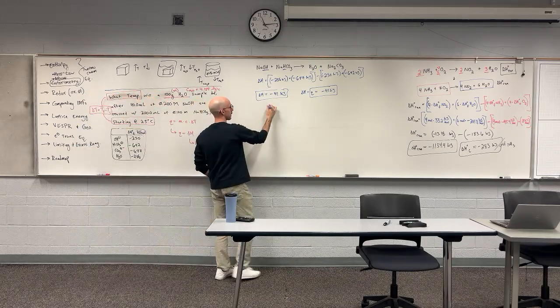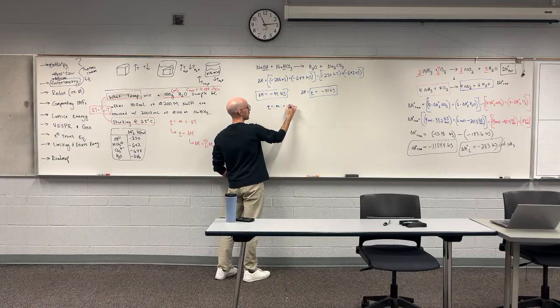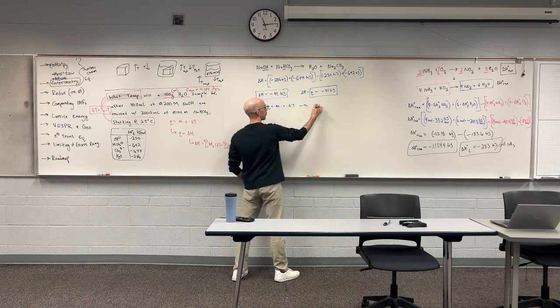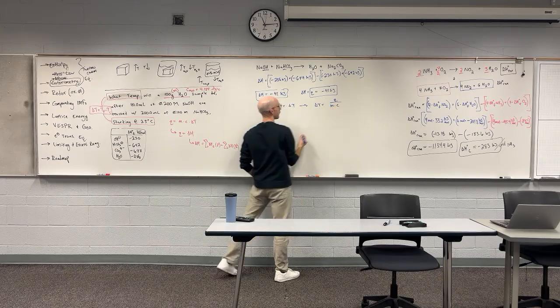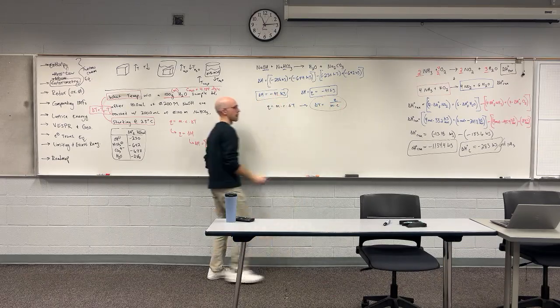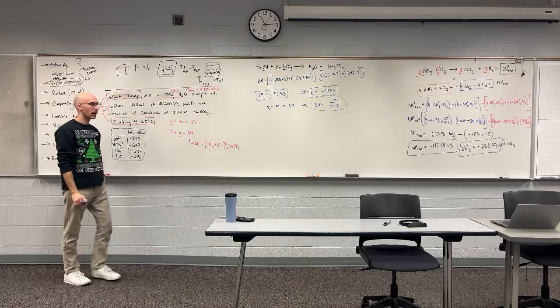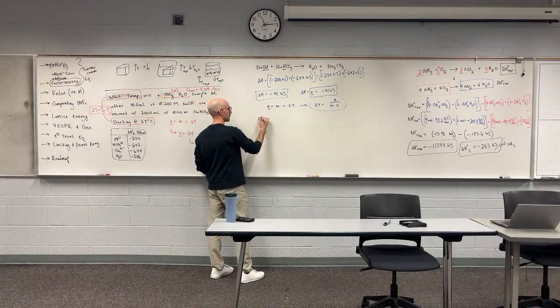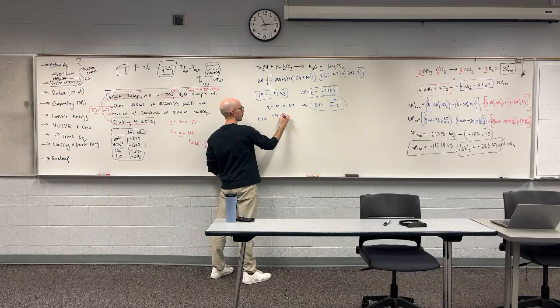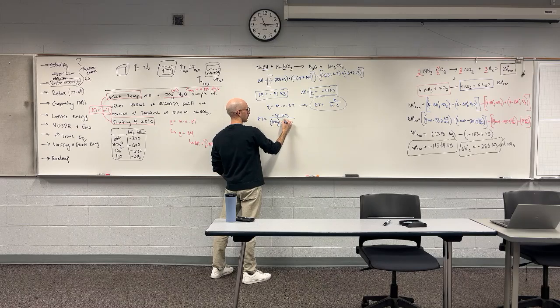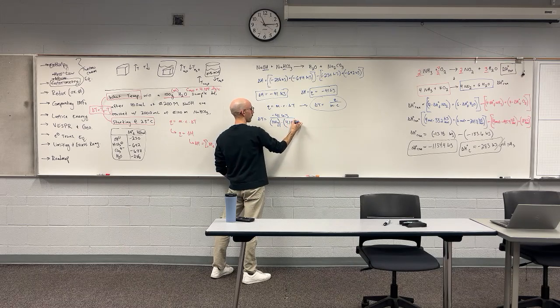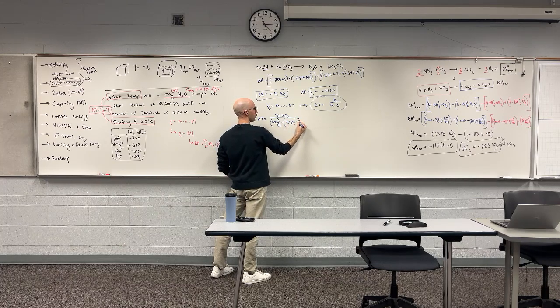So now I can take Q equals MC delta T, and I can rearrange it to say delta T equals Q divided by MC. What I want. Delta T equals negative 41 kilojoules divided by 100 grams times the specific heat of water, 4.184 joules per gram degree C.